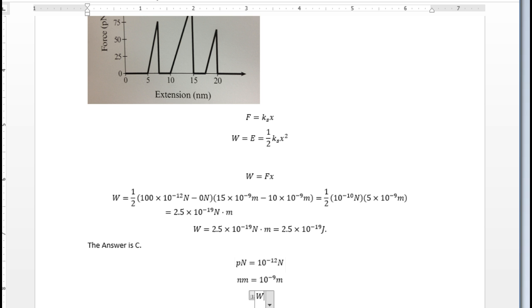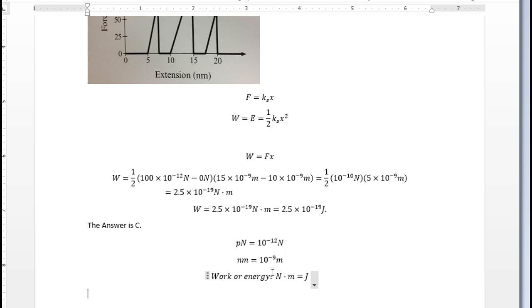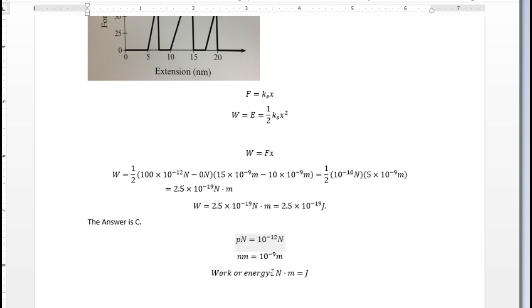Work or energy is in Newton meters, which are equal to a joule, right? Work and energy are Newton meters, which is equal to a joule. And those are the other things we encountered in this problem. And that's it for problem 7.